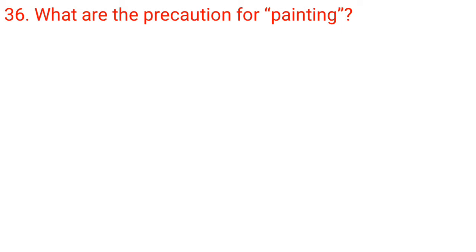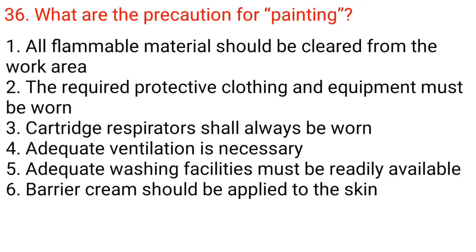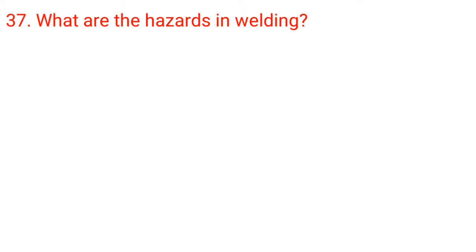36. What are the precautions for painting? 1. All flammable material should be cleared from the work area. 2. The required protective clothing and equipment must be worn. 3. Cartridge respirators shall always be worn. 4. Adequate ventilation is necessary. 5. Adequate washing facilities must be readily available. 6. Barrier cream should be applied to the skin.